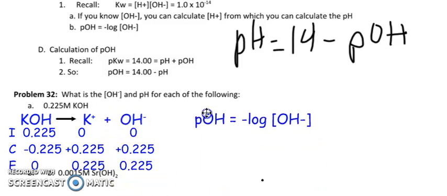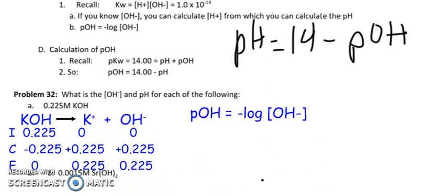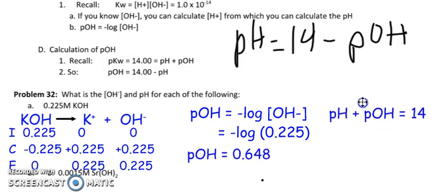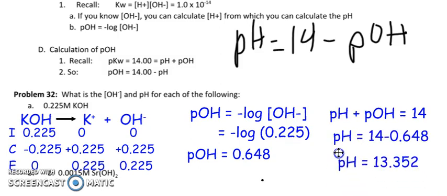So now we need to define the pOH. This is what I do. It's the negative log of 0.225, so the pOH is 0.648. And then again, we want to find what the pH value is, because that's just more common. We'll know acidic and basic based on the pH. So I put 14 minus 0.648, so the pH is 13.352.